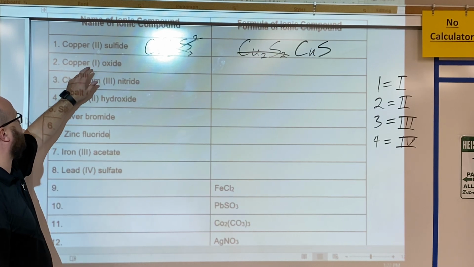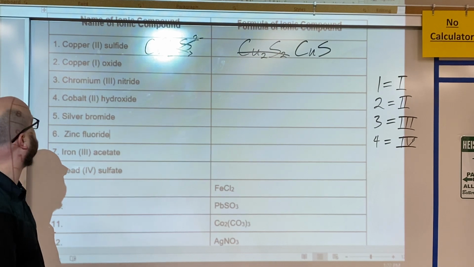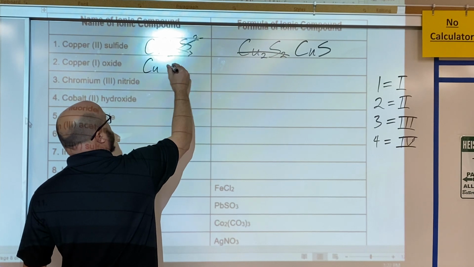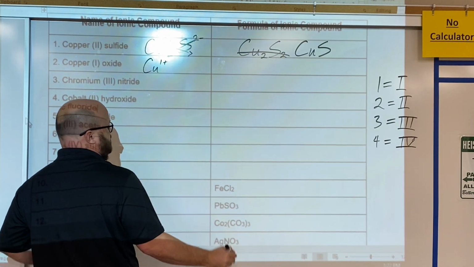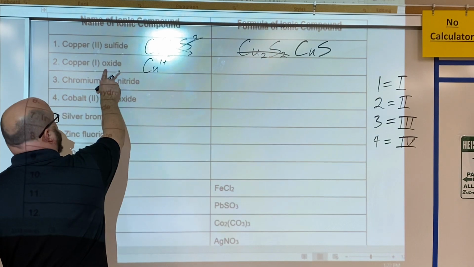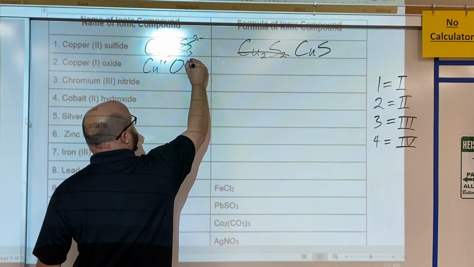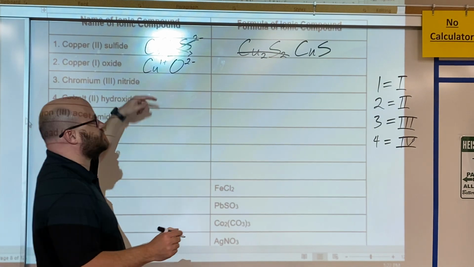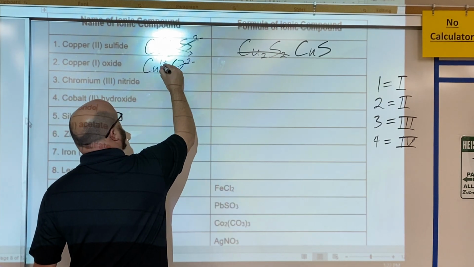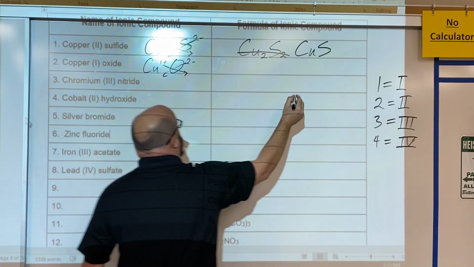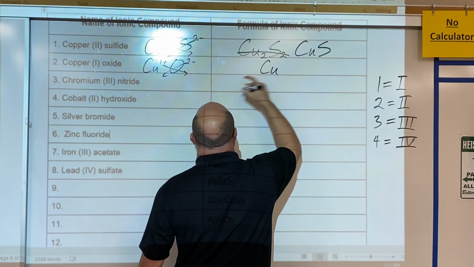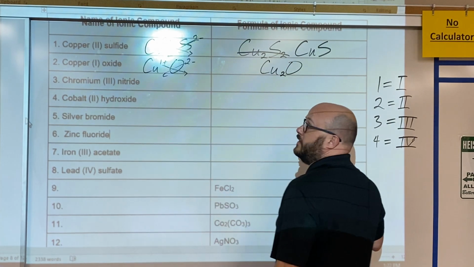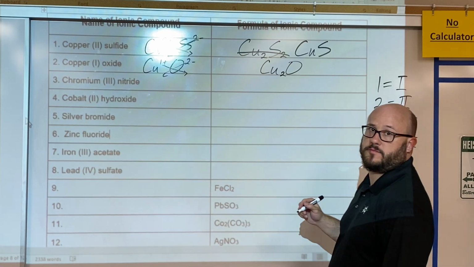Okay, let's look at copper as a 1+ ion. Copper 1 would be Cu1+. And then oxygen is always a 2-. It's in group 6. Crisscross applesauce. We end up with Cu2O1. Cu2O.